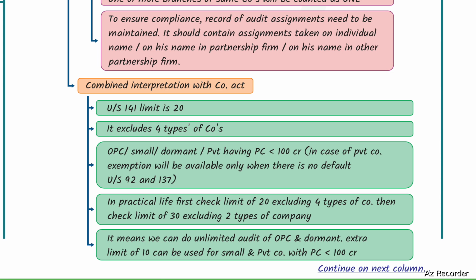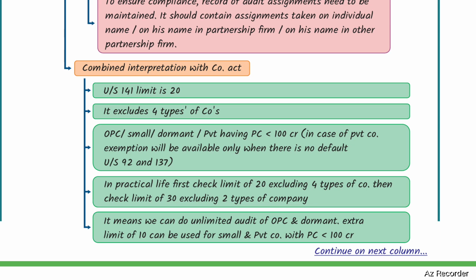It should contain assignments taken in individual name, or in his name in a partnership firm, or in his name in another partnership firm. Combined interpretation with the Companies Act. Under section 141, the limit is 20. It excludes 4 types of companies: one-person company, small company, dormant company, and private company having paid up share capital of less than 100 crores. In case of a private company, the exemption will be available only when there is no default under section 92 and 137.